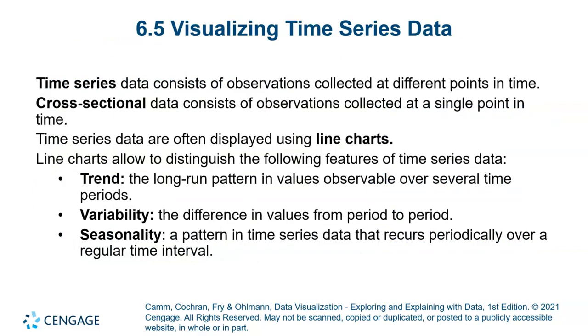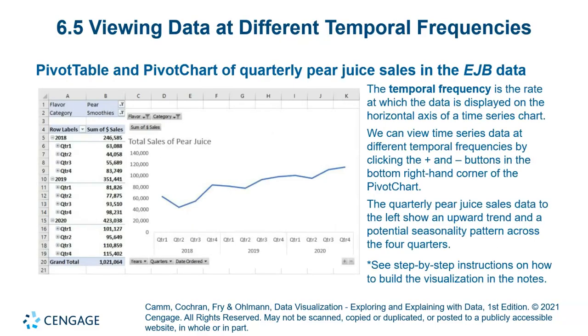Line chart, time series: as we know, in time series, line charts are usually used. We see the trends, that is, the long-drawn pattern in the values observed over several time periods. We see the variations, the variability. We also see the seasonality, when the pattern repeats periodically. In time series we also see cross-sectional data, at a specific point. This is one example of a time series.